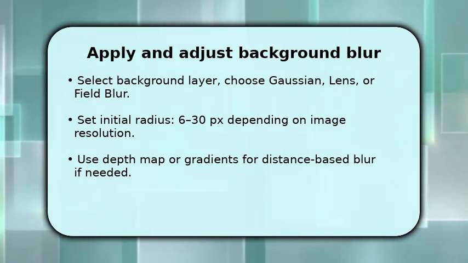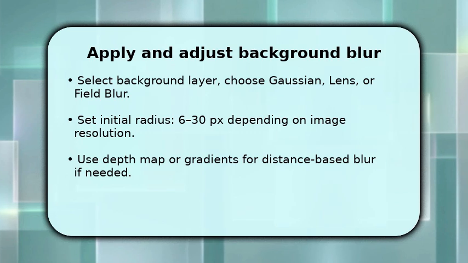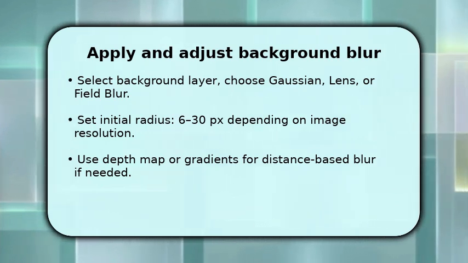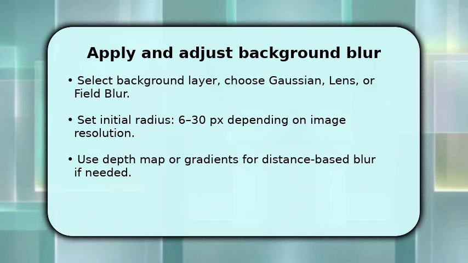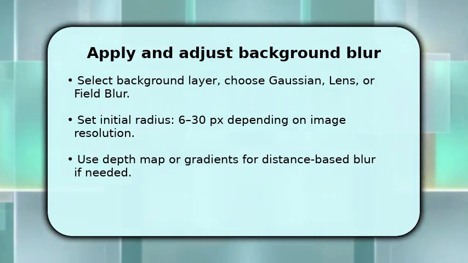If the scene has depth, create a depth map or use gradient masks to vary blur amount. Closer areas get less blur, farther areas more. Keep an eye on edges so the subject doesn't adopt halo artifacts. Refine the mask as you adjust.